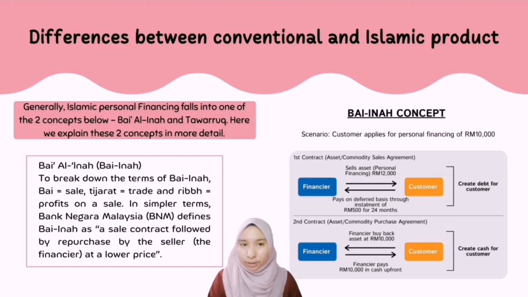The Islamic Sharia finance principle: all Islamic banks in Malaysia practice Sharia compliance, whereby all financing activities must not contribute to the following: riba, paying or charging interest; haram, investing in businesses conducting prohibited activities such as alcohol and gambling; gharar, uncertainty and existence risk; and maisir, speculation or gambling. Generally, Islamic personal financing falls into one of two concepts, which are bai'inah and tawarruh. Here we will explain these two concepts in more detail.